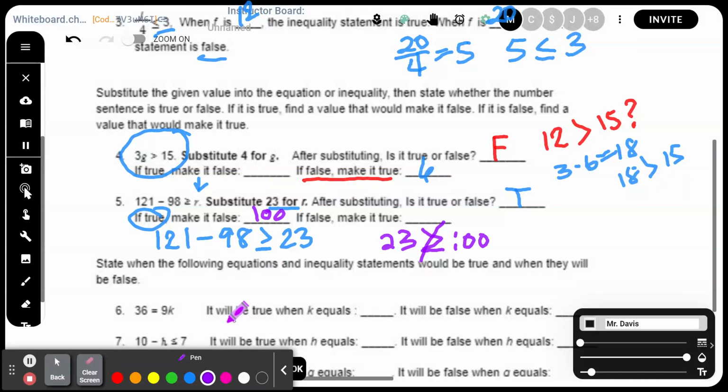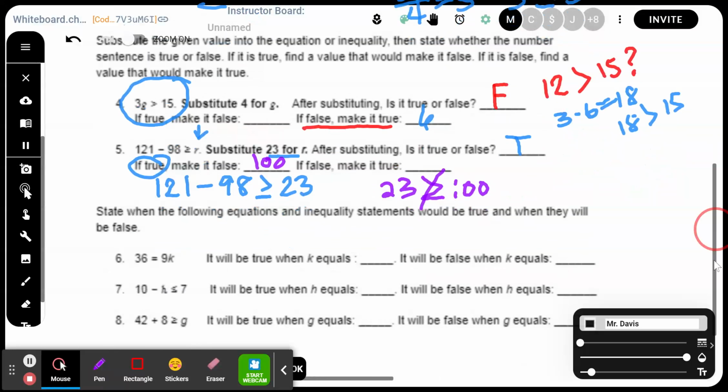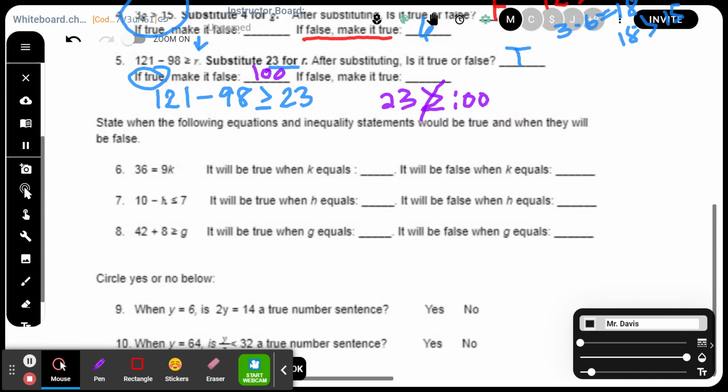Number 6, let's look down there. 36 equals 9k. So that means I need a value of k that when I multiply times 9, I get 36. That is 4 if I know my multiplication facts. Because there's only one solution for this, any other number would make it false. So I will put in 2, because 9 times 2 does not equal 36.